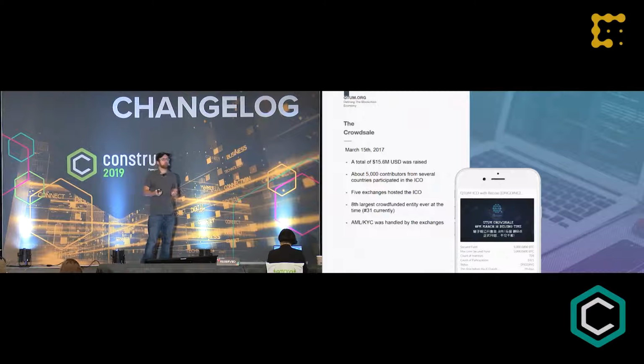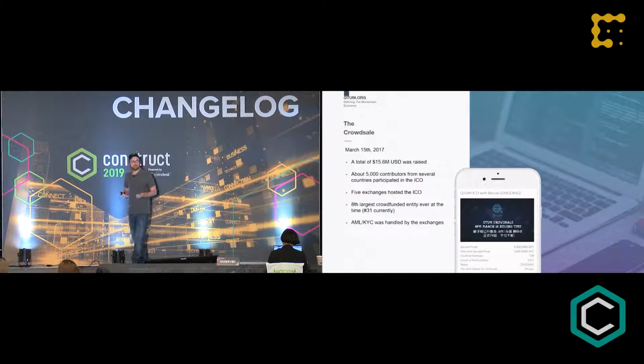Our initial goal was to raise $15.6 million. We had around 5,000 people contribute, from I think over 100 different countries in total. Unlike today, where typically you have an Ethereum-based smart contract for doing a crowd sale, we ended up using a series of exchanges to handle the crowd sale for us. As well as not having to worry about any smart contract bugs, it also allowed us to not have to worry about the KYC and anti-money laundering. The exchanges handled that for us, and probably handled it more professionally than we could have, on a shoestring budget, for such a large task.